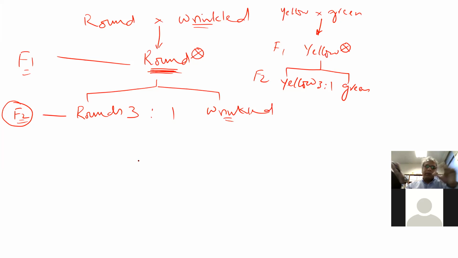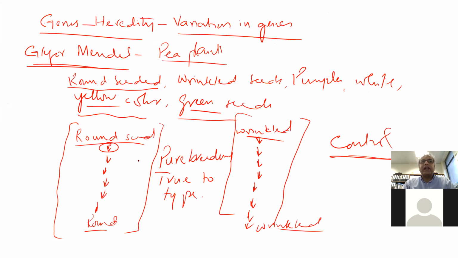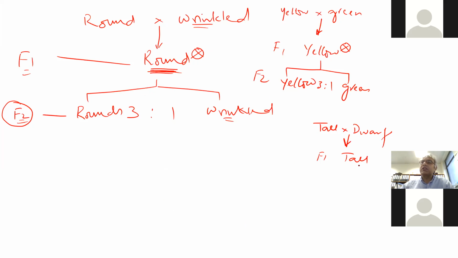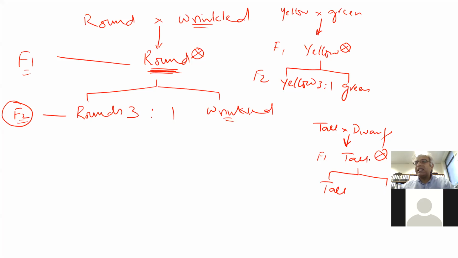He did these experiments with 7 different traits. I told you about some of them: the seed color, the seed shape, the flower color, then the height. He also took tall pea plants and crossed them with dwarfs, and in F1 everything was tall. He self-crossed F1 tall, and again the trait which disappeared in F1, dwarf, reappeared, and the ratio was 3:1.